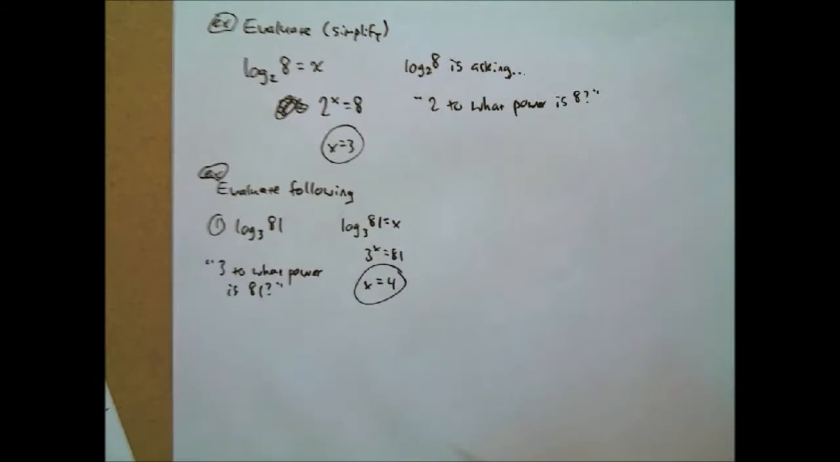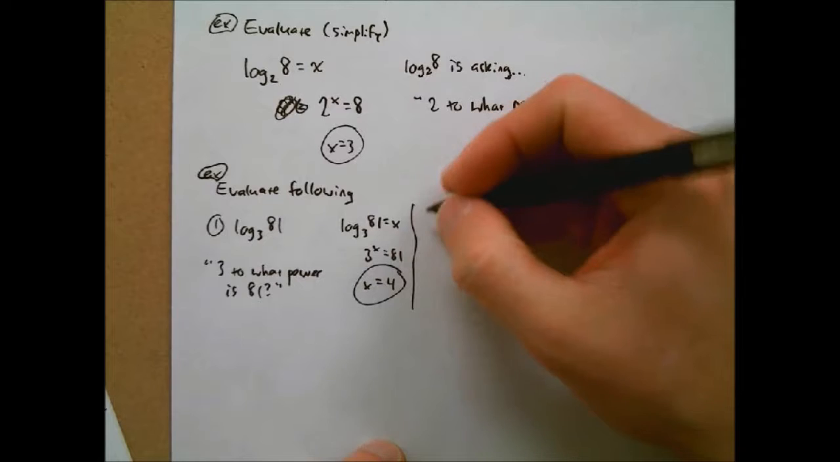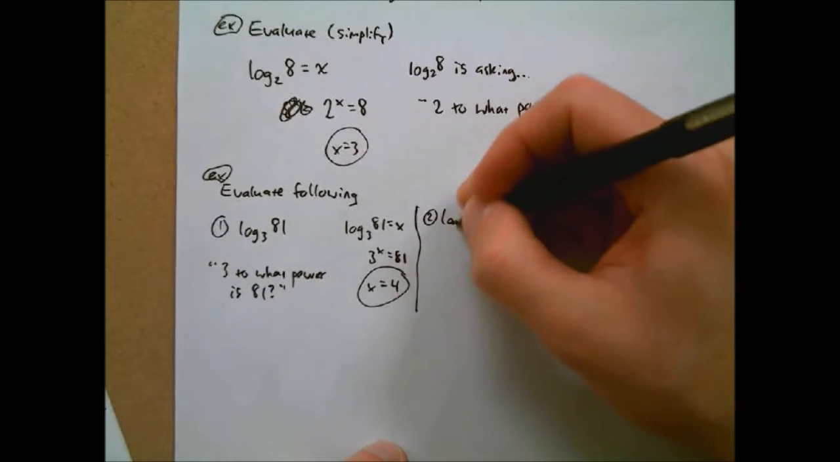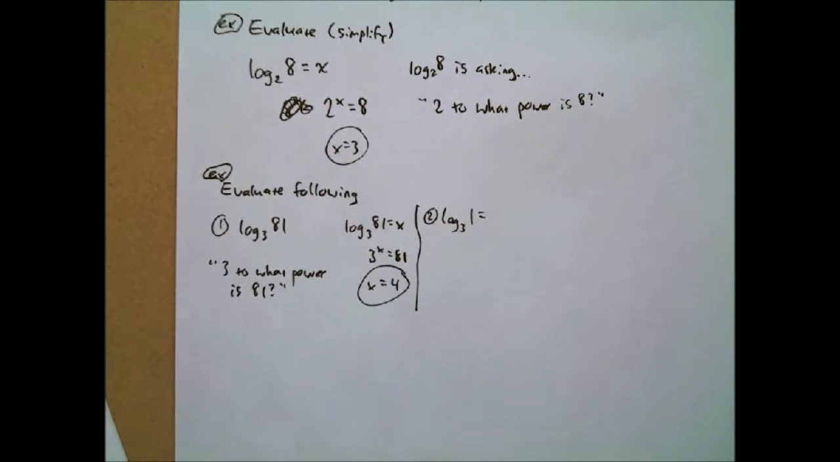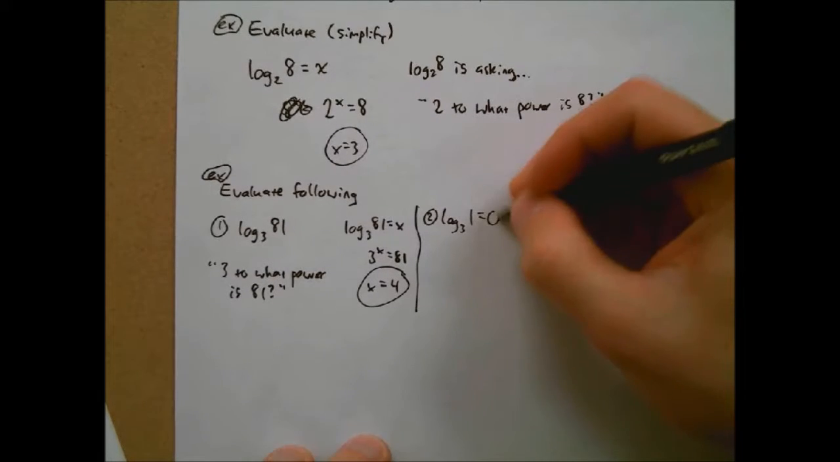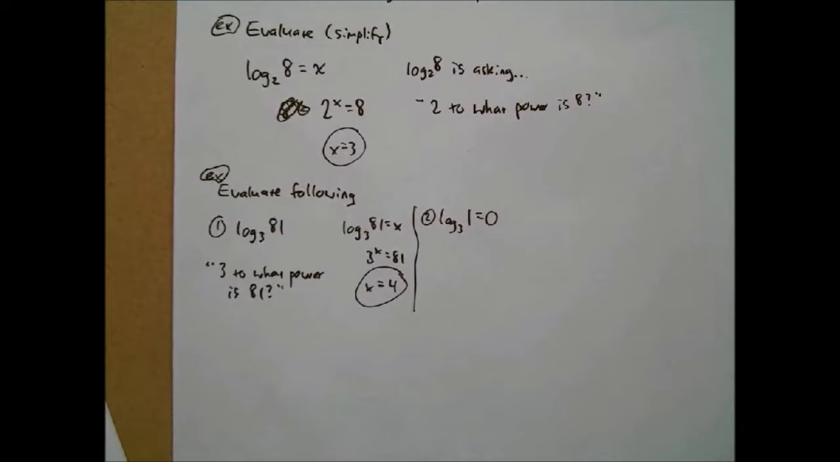Okay. All right. Do a few more here, and then I'll have you guys try some on your own. All right. How about log base 3 of 1? 0. 3 to what power gives us 1? 0. Yeah. Okay.